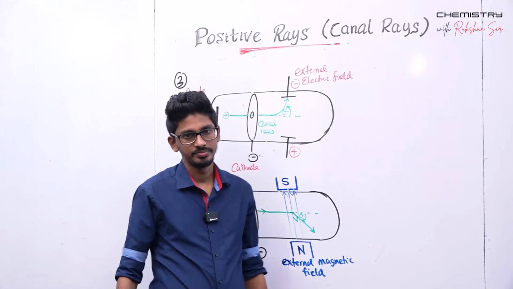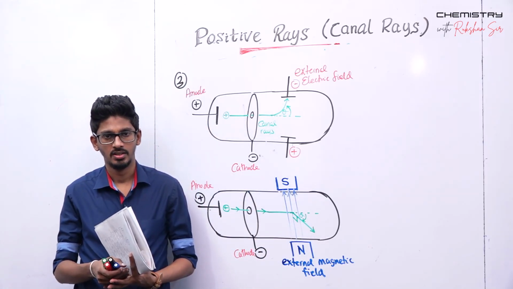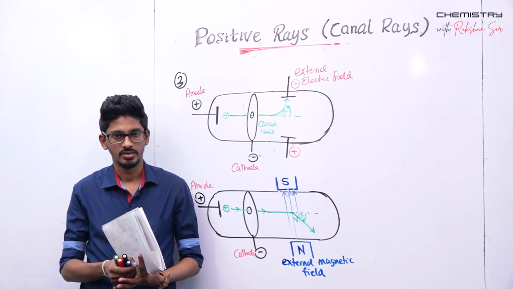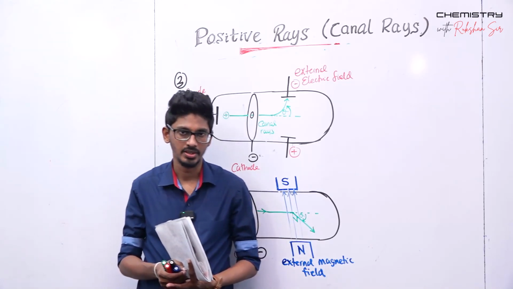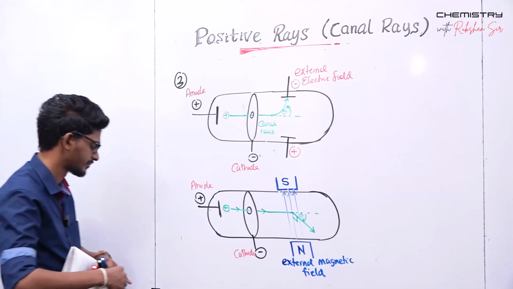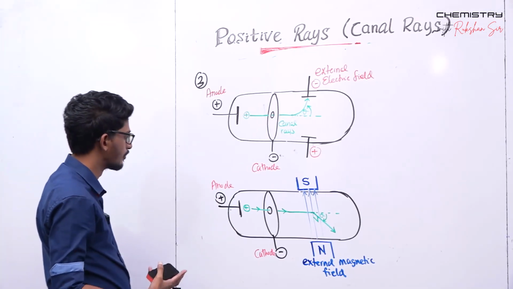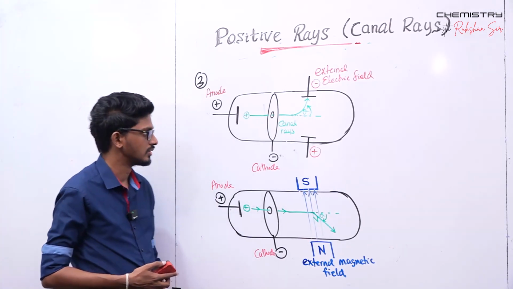Next point. Then let's come to the fourth point. This is the most important point. This is the most important property when it comes to positive rays.